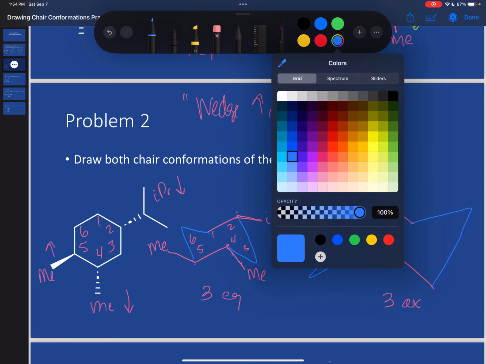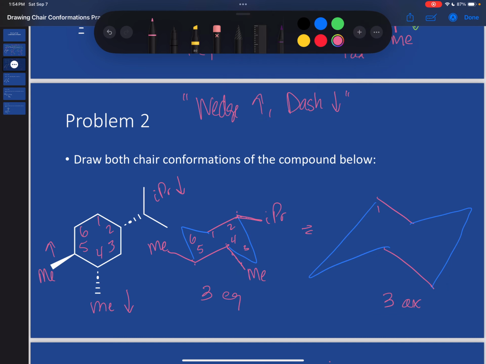Okay, let's get my numbers back. Yes, this is the flip. Okay, so 4, 5, 6. There we go. That makes more sense. Now we have our axial isopropyl.